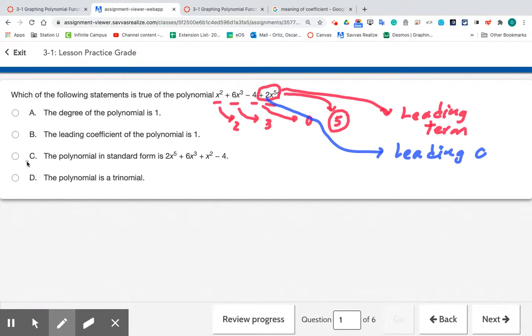And the polynomial in standard form, if we write it starting with the greatest degree, that'll be 2x to the fifth plus 6x to the third power, and then plus x to the second minus 4. Notice the degree of the terms are in descending order. So that is the only thing that is going to be true about this. It is not a trinomial, because a trinomial has only 3 terms, and this one has 1, 2, 3, 4 terms. So that's the only thing that is going to be true.